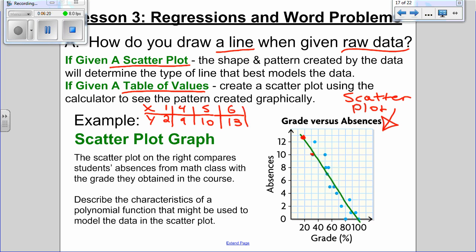If you want to try to draw any sort of line to fit a table of values, you have to turn a table of values into a scatter plot so that you can see it. Your calculator can do that for you. Your calculator can take tables of values and turn them into scatter plots. And then your calculator can also draw the line for you.